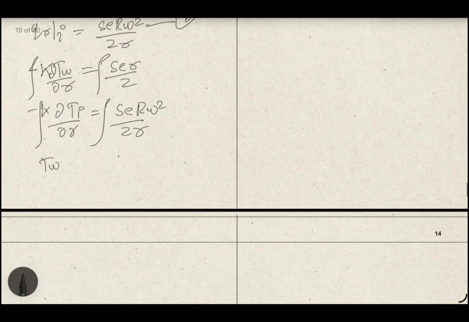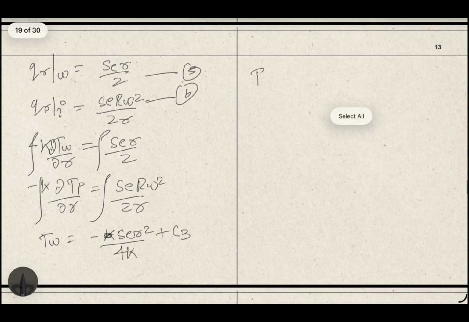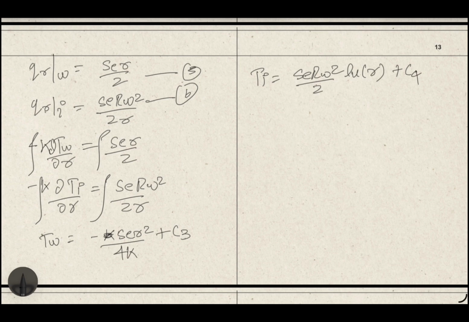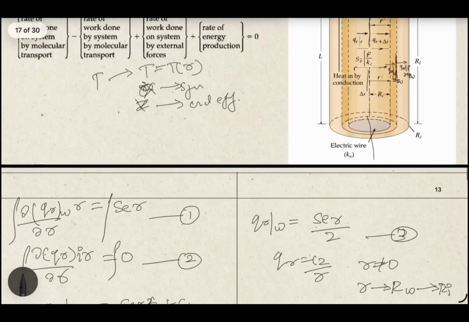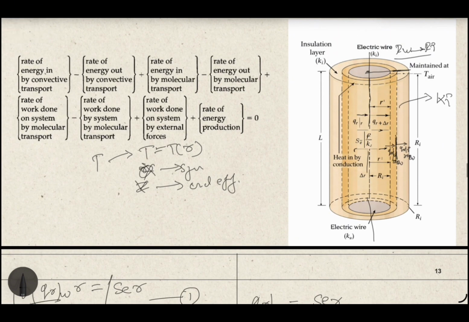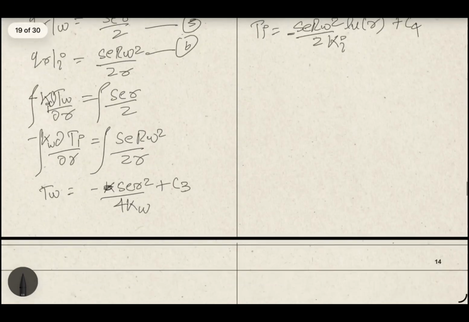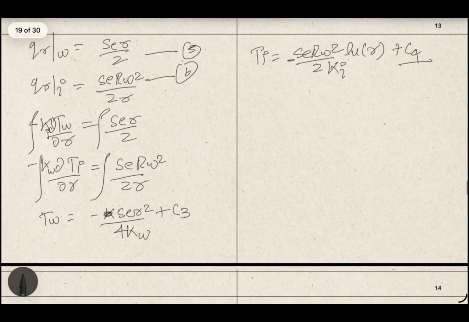So we will get T_W equal to -S_E R^2/(4k_W) plus C3, and T_I we can get as -S_E R_W^2/(2k_I) ln R plus C4. So yeah, both the values of the conductivity are different. This is conductivity k_I and this is k_W. So now let us find the values of C3 and C4.